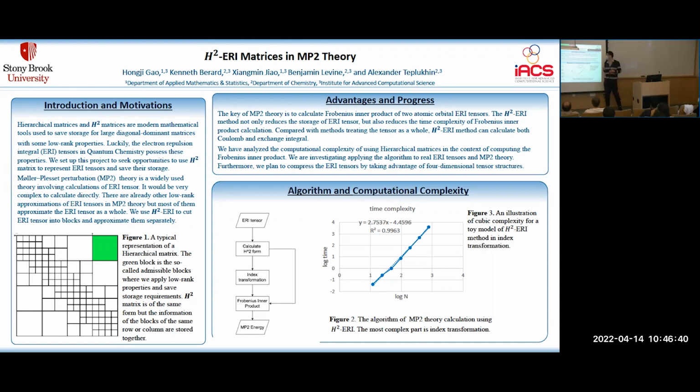This is a cooperation project with Professor Levine from the Department of Chemistry and IACS. The theme is the A-square ERI matrices in MP2 theory.